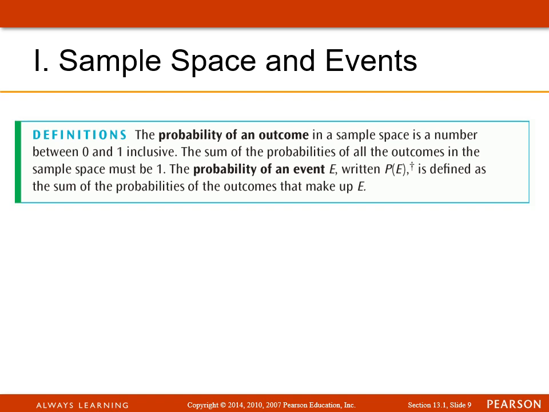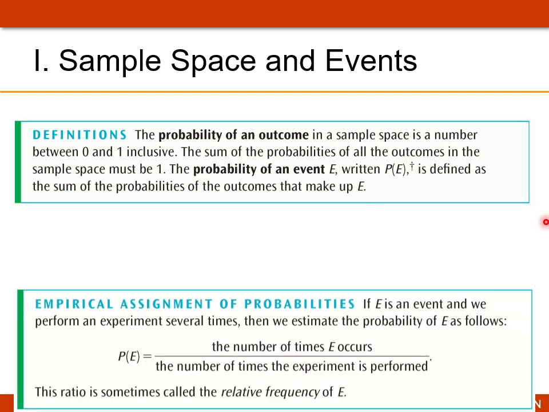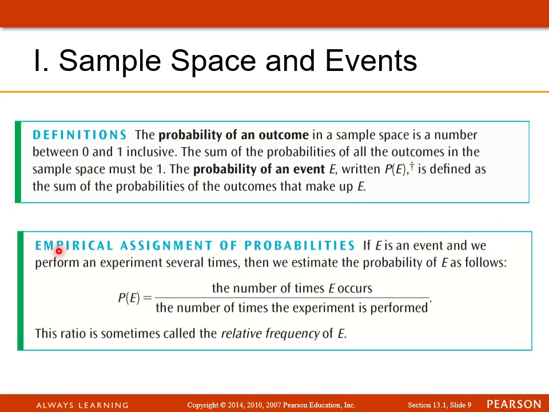The sum of the probabilities of all the outcomes in the sample space must be 1. So if you add all the probabilities together, it has to add up to 1. The probability of an event, written as P for probability, E for event, okay, so you'll see it written like this, is defined as the sum of the probabilities of the outcomes that make up E. So let's look at how we look at this. Okay, we also have, this is another way to look at P of E.